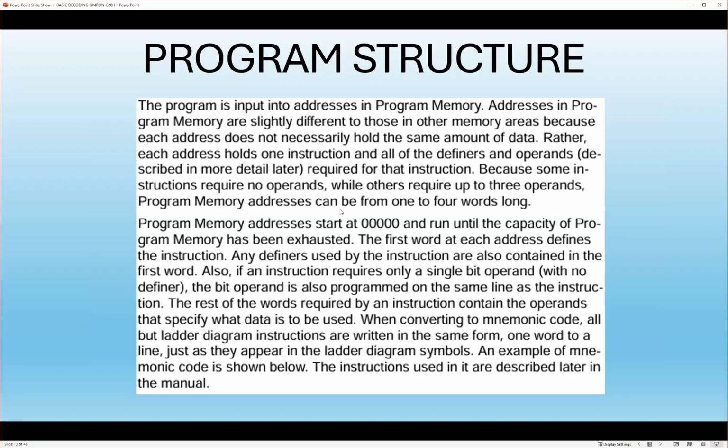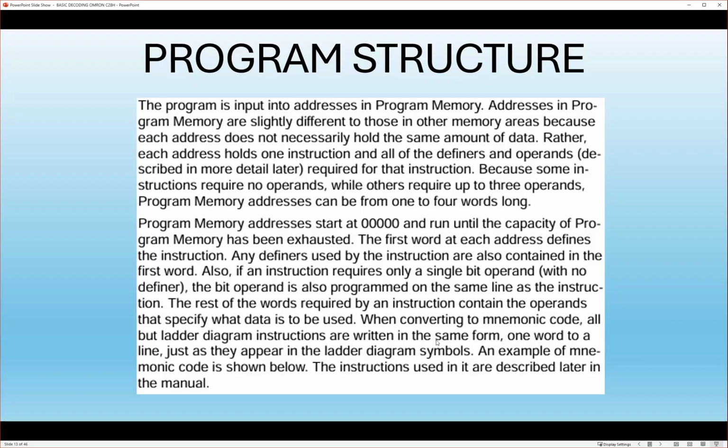Program memory addresses can be from 1 to 4 words long. Program memory addresses start at 0 and run until the capacity of program memory has been exhausted. The first word at each address defines the instruction. Any definers used by the instruction are also contained in the first word. Also, if an instruction requires only a single bit operand, which those are going to be like inputs, outputs, and we'll use them for internal stuff as well, with no definer, the bit operand is also programmed on the same line as the instruction. The rest of the words required by an instruction contain the operands that specify what data is to be used.